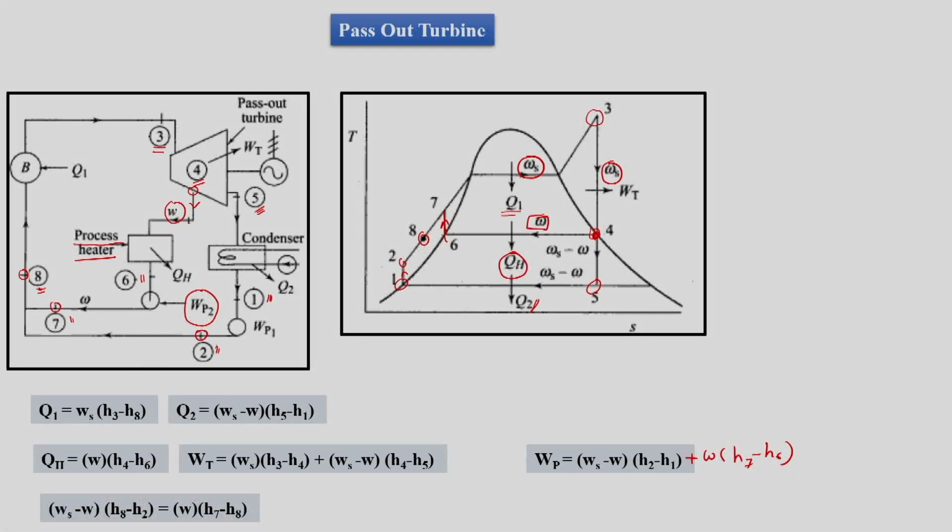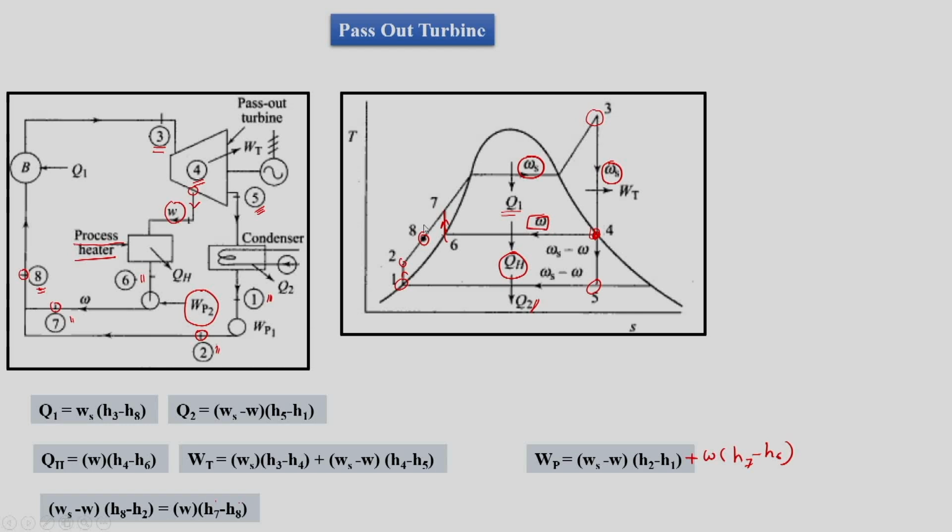Then we have Ws minus W into H8 minus H2. This is the increase in enthalpy of the water. Water will increase its enthalpy from 2 to 8. From 2 to 8 water is increasing its enthalpy, but we also have W amount of water which is changing its enthalpy from H7 to H8.